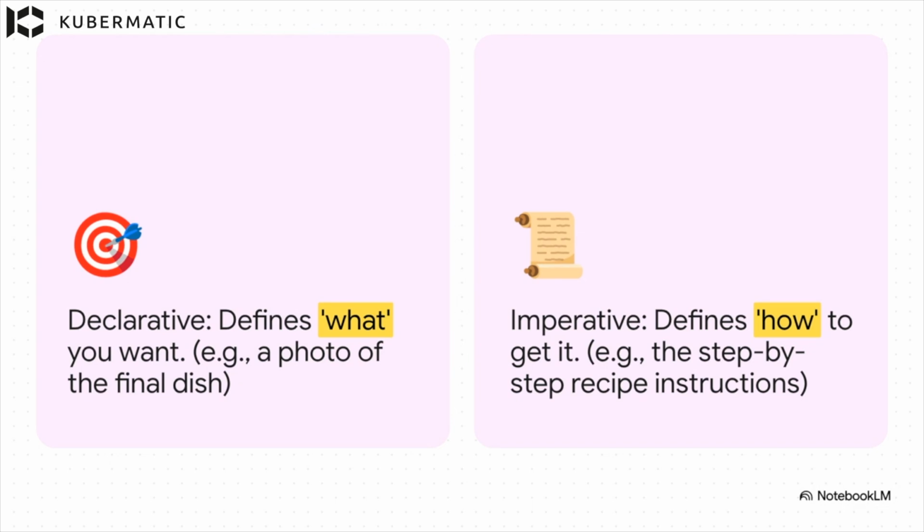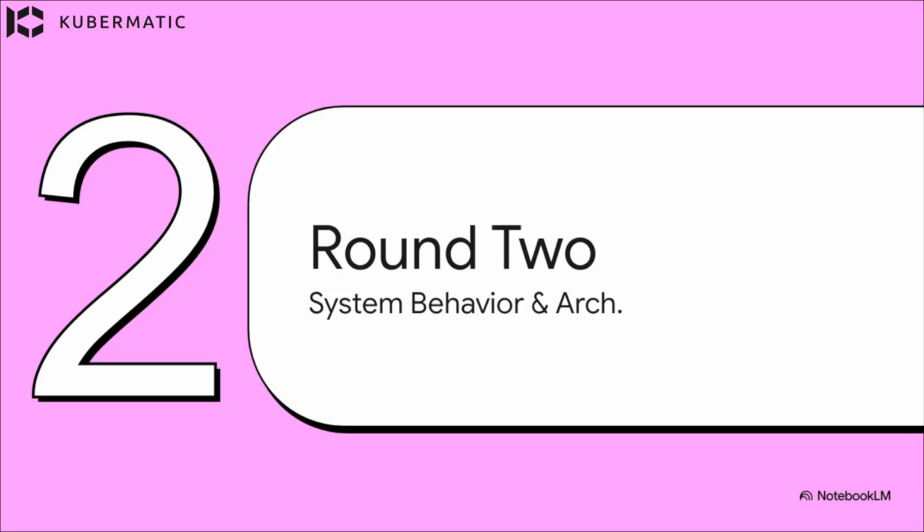The declarative approach is like the beautiful photo of the finished dish in a cookbook. The imperative approach, that's the super detailed step-by-step recipe that you have to follow to the letter. Now, both have their uses, for sure. But the big trend in DevOps today is definitely moving toward that declarative model. Let's move on to round 2, where we're going to talk about system behavior and architecture.